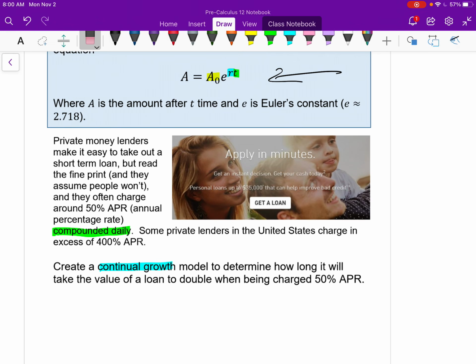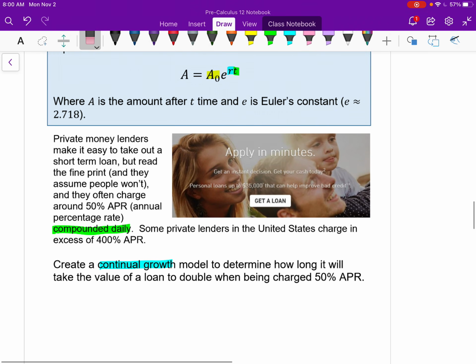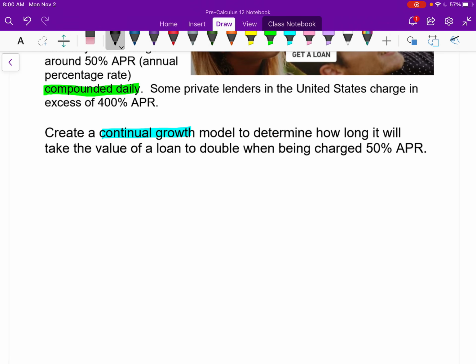So what I want to do is use this equation up here to create a continual growth model. And so in general, I'll start by writing this down. A equals A naught times e to the rt. So A naught's my initial amount. I don't tell you what it is, so I'll stick with A naught. e is not a variable. The rate of growth is 50%. So r is just 50%.